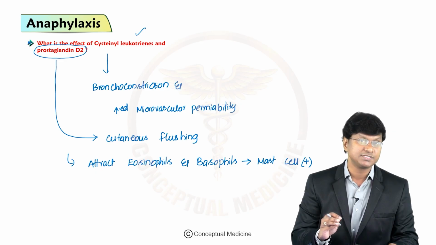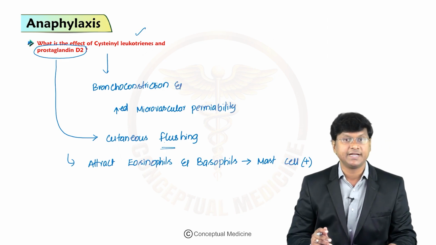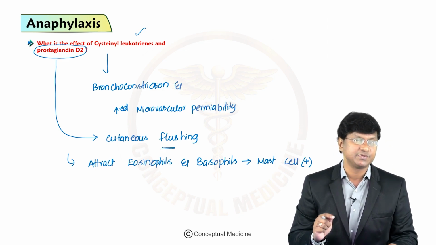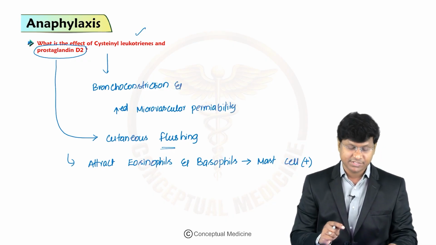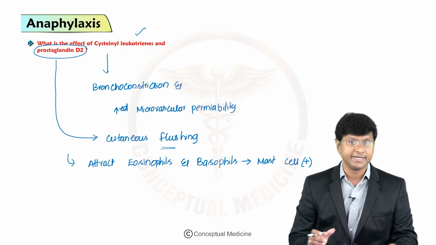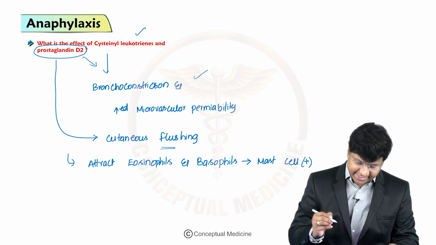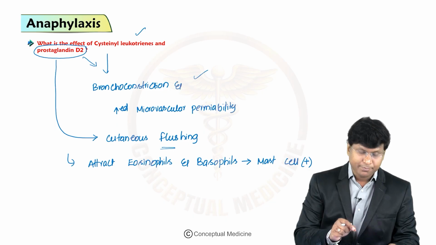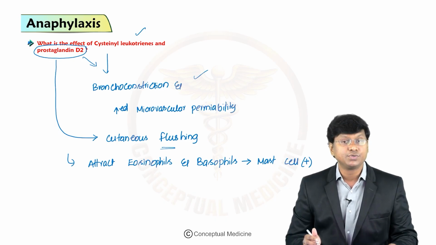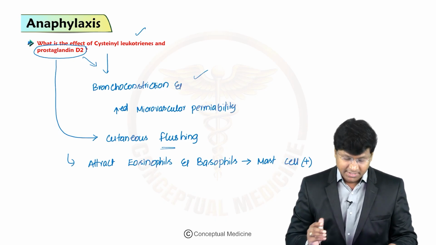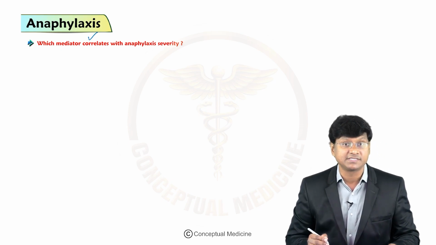So what was your histamine causing? Histamine will cause flushing. Even flushing is also caused by your prostaglandin D2. Histamine will cause urticaria as well as pruritus. And in high concentration, histamine causes hypotension and tachycardia. Whereas the cysteinyl leukotriene and prostaglandin D2 together cause bronchoconstriction as well as increased microvascular permeability. But prostaglandin D2 alone will cause the cutaneous flushing and attracts eosinophils and basophils to the site of the mast cell activation.